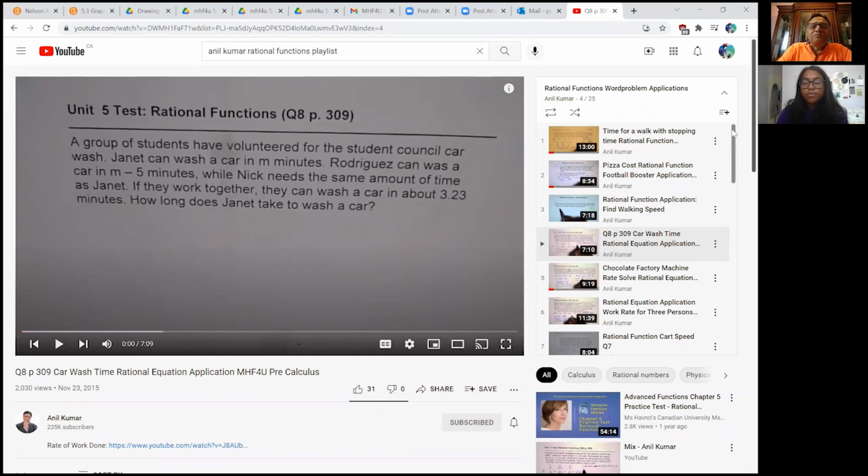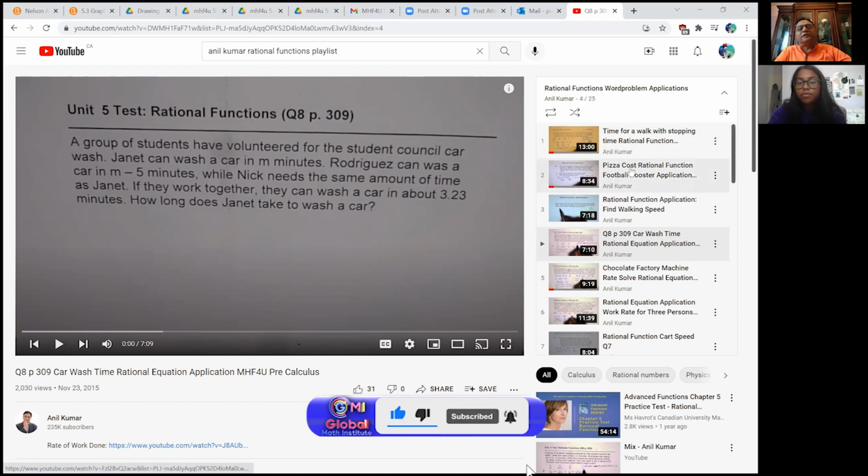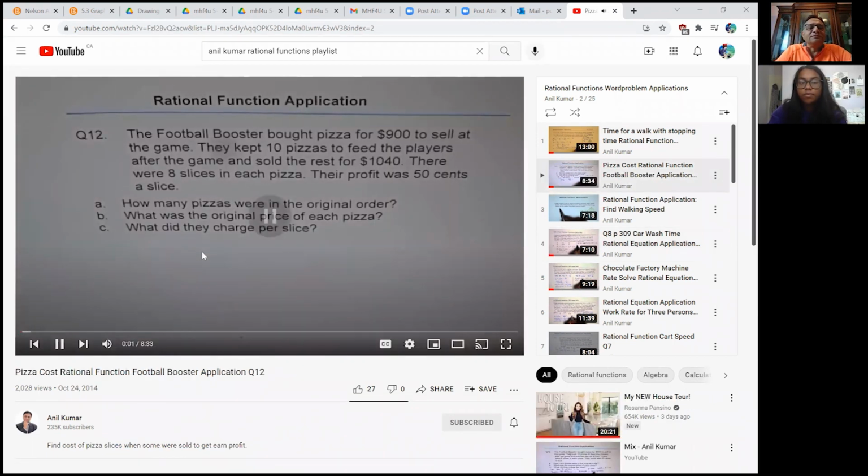I'd like you to click on the second question first, which is pizza cost rational function. This is one of the most popular questions which I've seen in the past 5 years. Please go through the question, read it, and tell me, how will you solve this question?